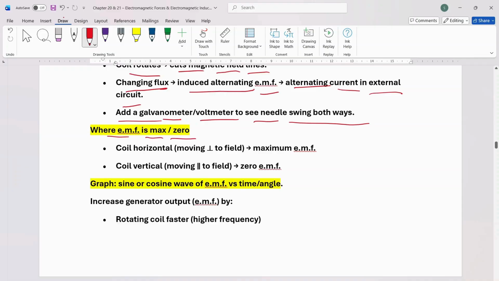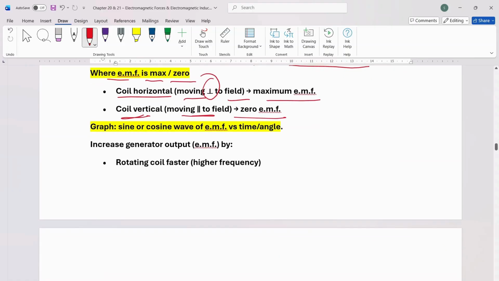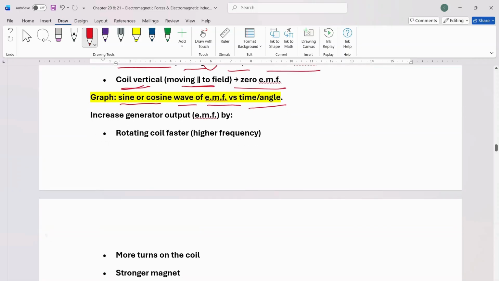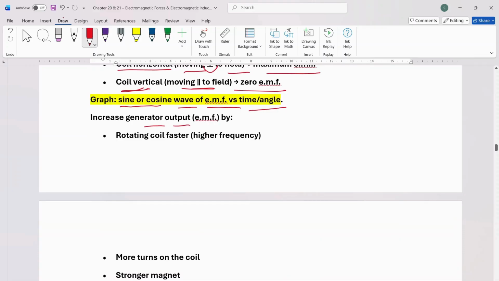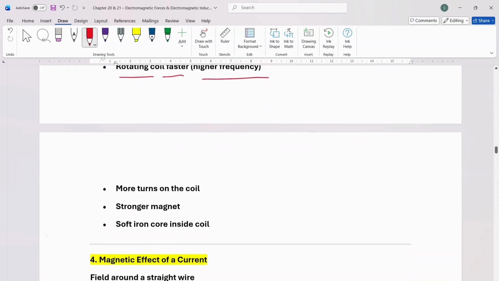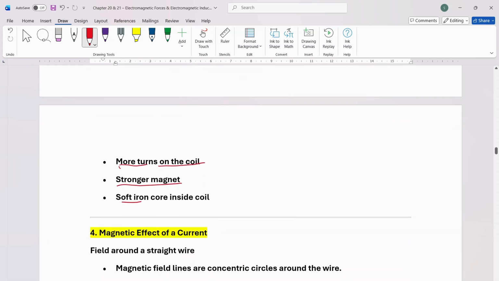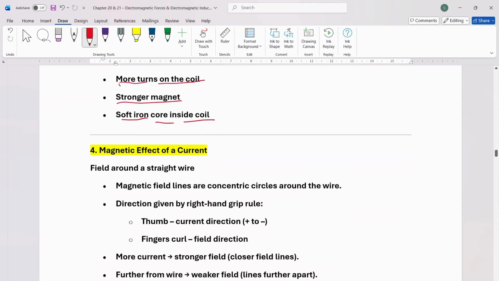Where is EMF max and 0? When the coil is horizontal, moving perpendicular to the field, we have maximum EMF. When the coil is vertical, moving parallel to the field, we have 0 EMF. Graph: sine or cosine wave of EMF versus time or angle. Increase generator output EMF by rotating the coil faster, so there will be a higher frequency, more turns on the coil, a stronger magnet, and a soft iron core inside the coil.